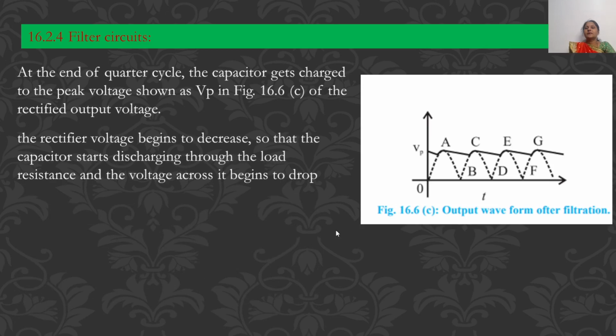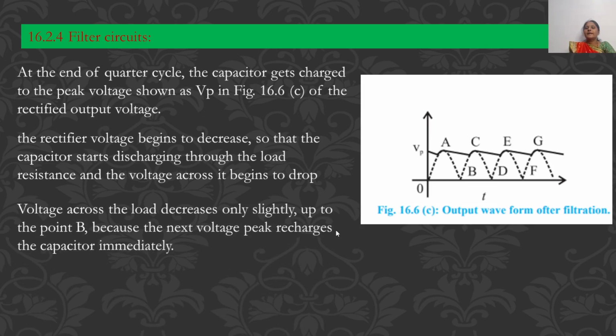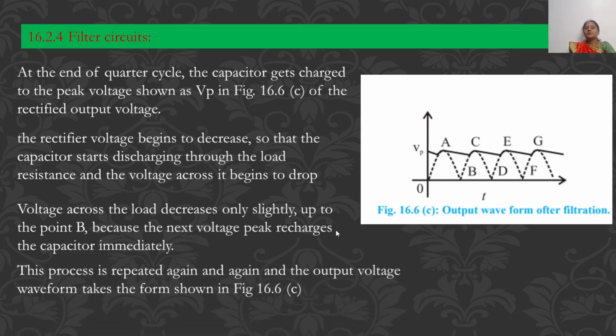The rectifier voltage begins to decrease, so the capacitor starts to discharge through the load resistance and the voltage across it begins to drop. The voltage across the load decreases only slightly up to point B, because the next voltage peak recharges the capacitor immediately. This process is repeated again and again at D, E, F. The output voltage waveform takes the form shown in the figure here.